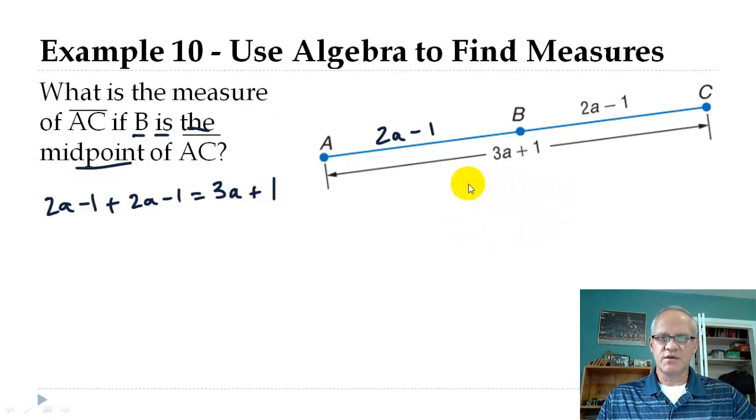But basically, again, we know that these two segments have to be equal and add up to be the length of the total one. So before, I could make those equal to each other. This time I have to add those two together to equal the whole one. And now we just solve.